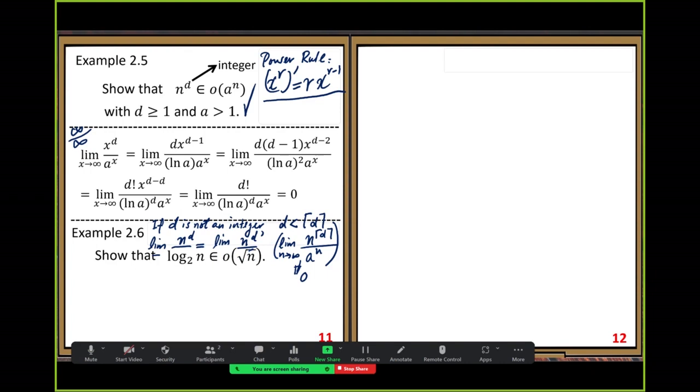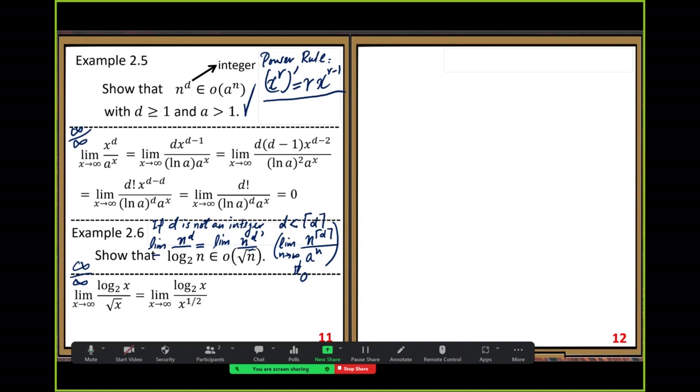All right. Show that log base 2 of n belongs to little o of root n. Same method. Let me just apply L'Hopital's rule, but on continuous variable functions. Infinity over infinity, no problem. So we check infinity over infinity, and we can apply L'Hopital's rule.